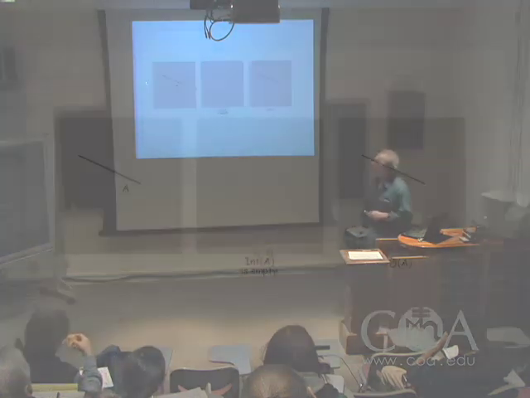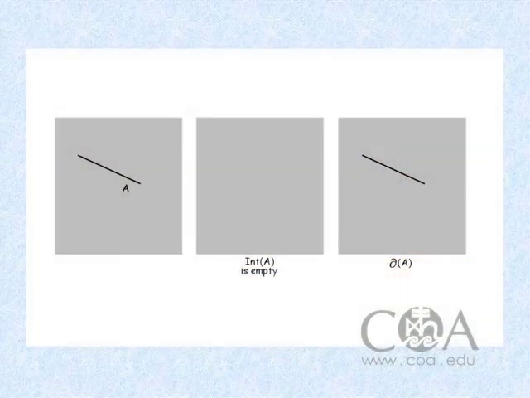If we have just a line segment in the plane, it has no interior. Stand at any point on the line segment, take a neighborhood, it's got stuff outside the set, so it's not going to be in the interior. The whole segment is the boundary of the set.